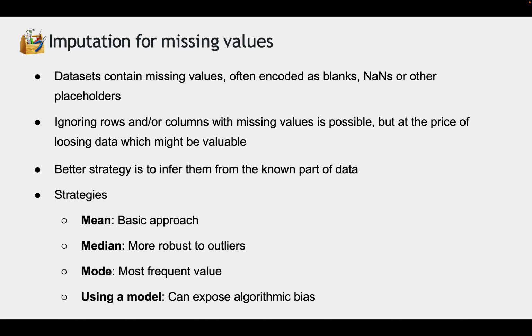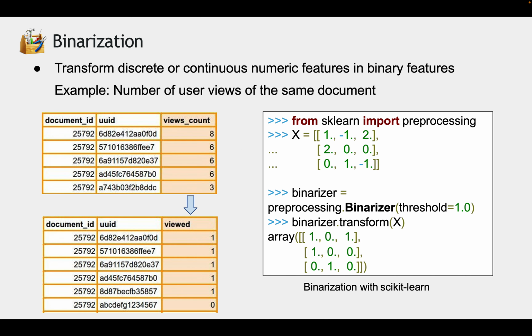Imputation for missing values. Data sets contain missing values, often encoded as blanks, NaNs, or other placeholders. Ignoring rows and or columns with missing values is possible, but at the price of losing data which might be valuable. Better strategies to infer them from the known part of the data. Strategies: mean, median, mode, using a model that can expose arithmetic bias. We studied this earlier.